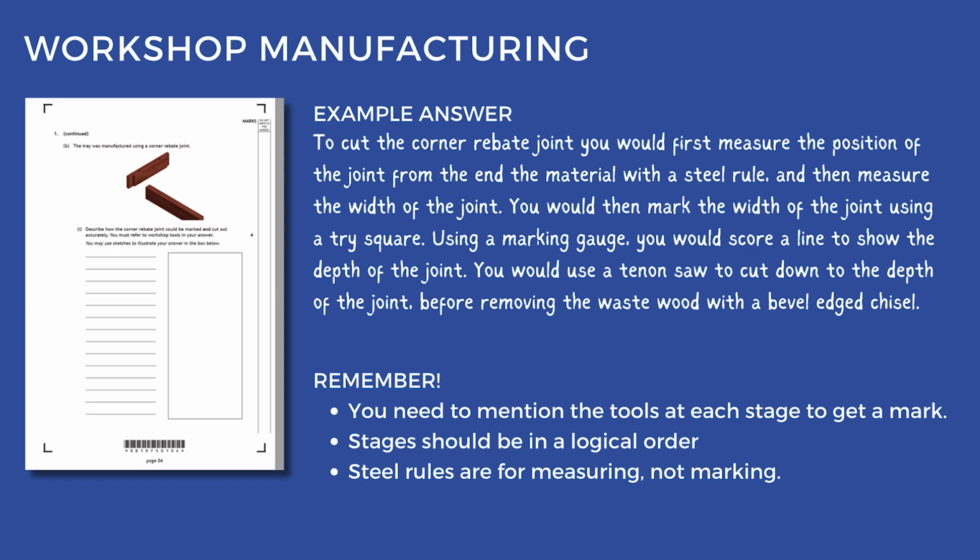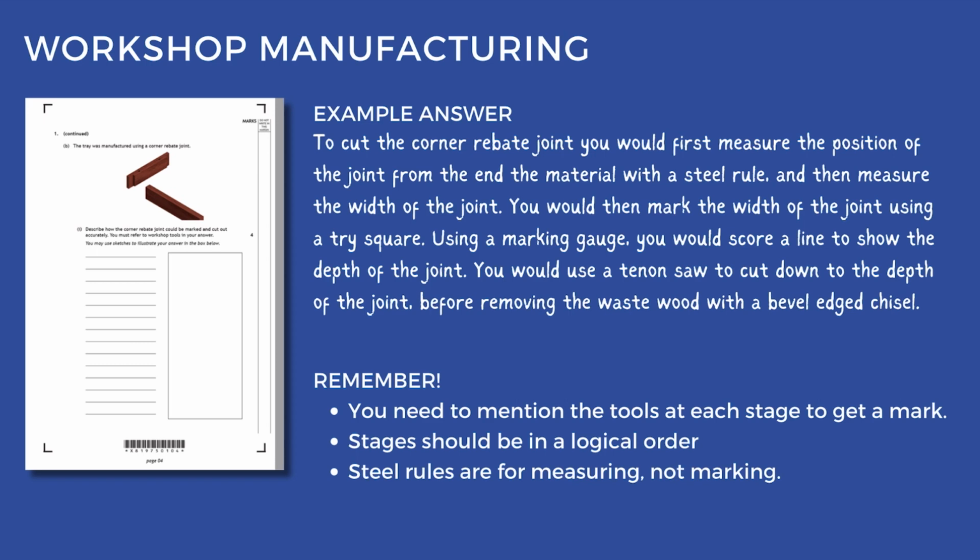So let's now look at an example answer for this question. The candidate's written, to cut the corner rebate joint, you would first measure the position of the joint from the end of the material with a steel rule, and then measure the width of the joint. You would then mark the width of the joint using a tri-square. Using a marking gauge, you would score a line to show the depth of the joint.